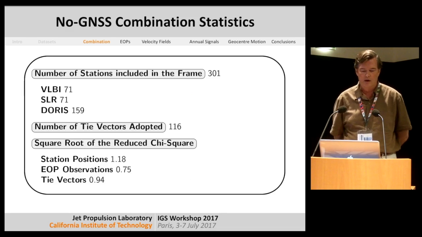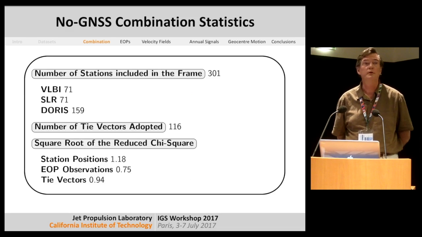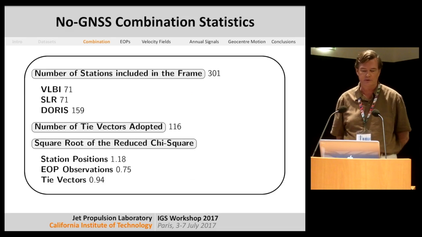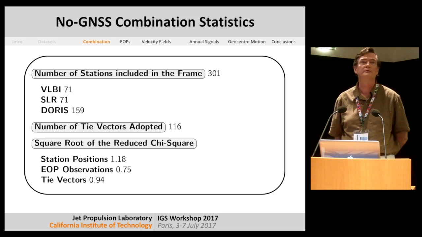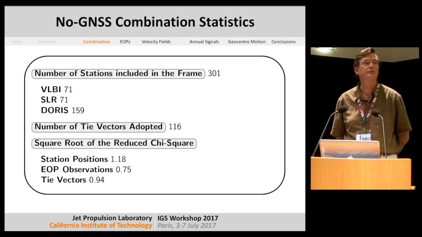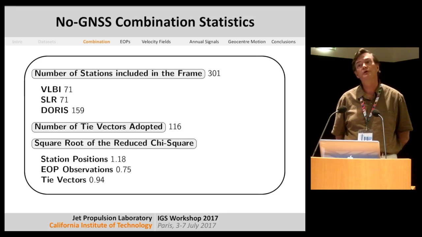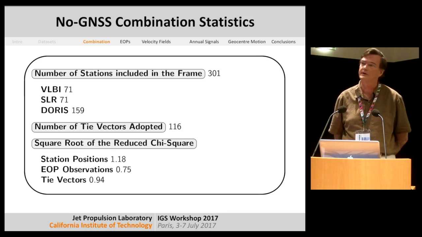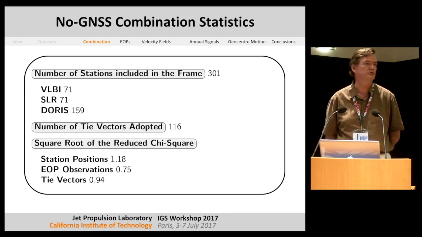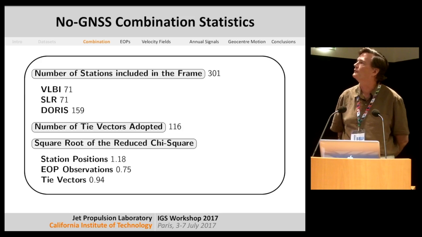Okay, so after we remove those GNSS stations, we're left with 71 VLBI, 71 SLR, and 159 DORIS stations. Now, when we remove GNSS, we also remove all the site ties. So the site ties are reduced by about half. So instead of having 230 or so, we're left with 116.